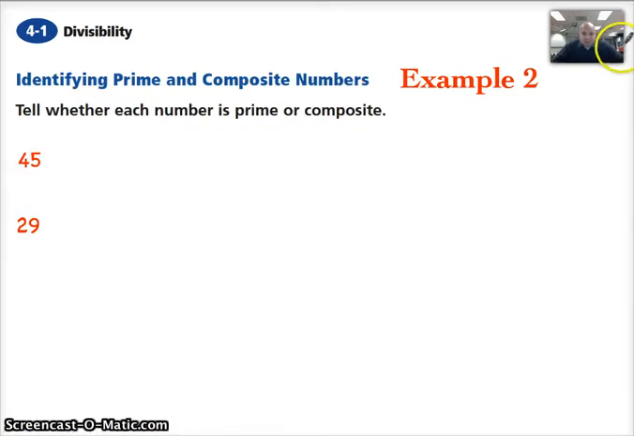Our last example is an example that deals with prime and composite numbers. It says, tell whether each is prime or composite. Remember, prime numbers have exactly 2 factors, and composite numbers have more than 2. So they have greater than 2 factors. Let's take a look at this.